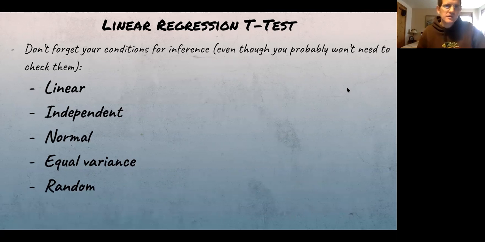Okay, we still have the same conditions for inference: linear, independent, normal, equal variance, and random. So we will see in our examples today that this doesn't really matter a whole lot, but it is important to conceptually understand this. And I can't predict exactly what elements of this are going to be the most important for you, how they might appear on a test. So just be prepared for doing anything with those.